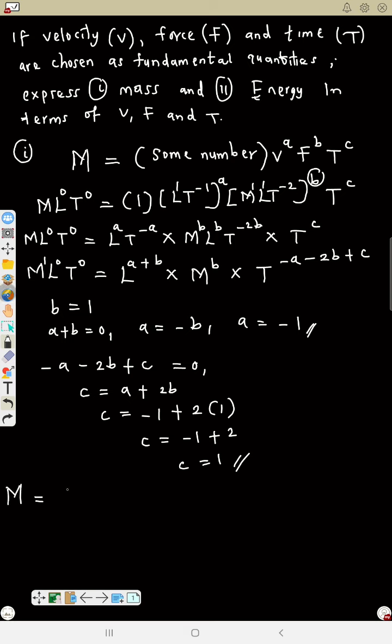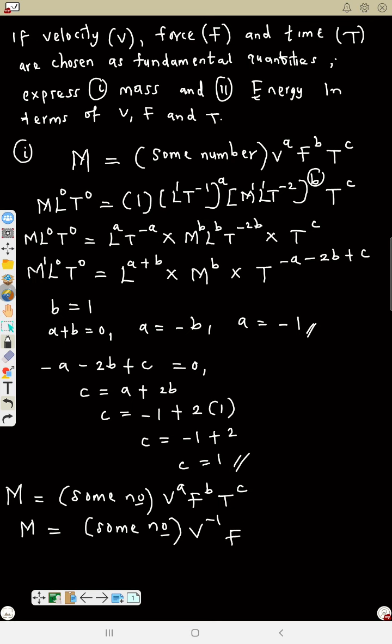M is equal to some number times v raised to power a, f raised to power b, t raised to power c. That means M is equal to some number times v. a is what? We know a as minus 1. f, we know b as 1. And t raised to power c, we know c as 1 also.